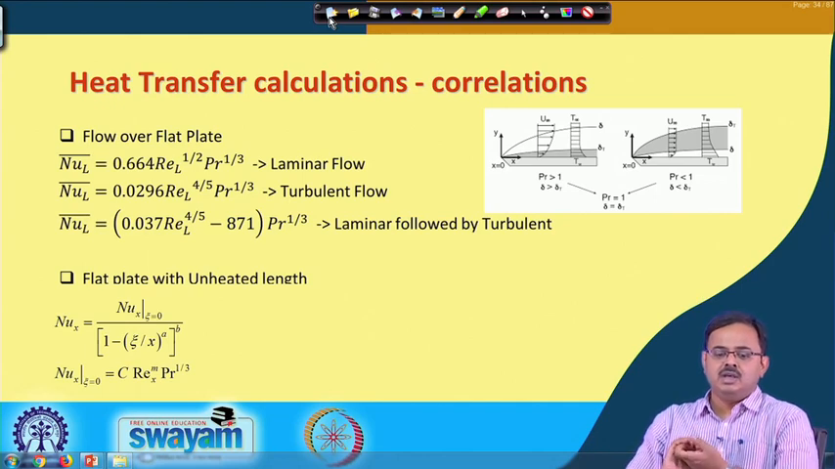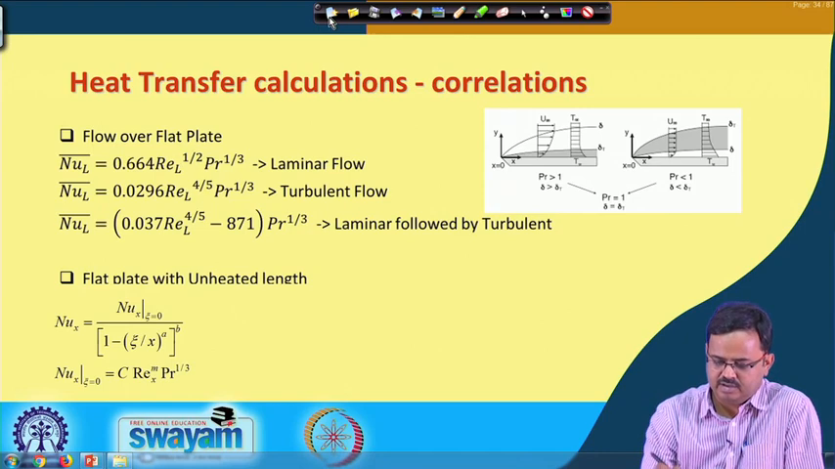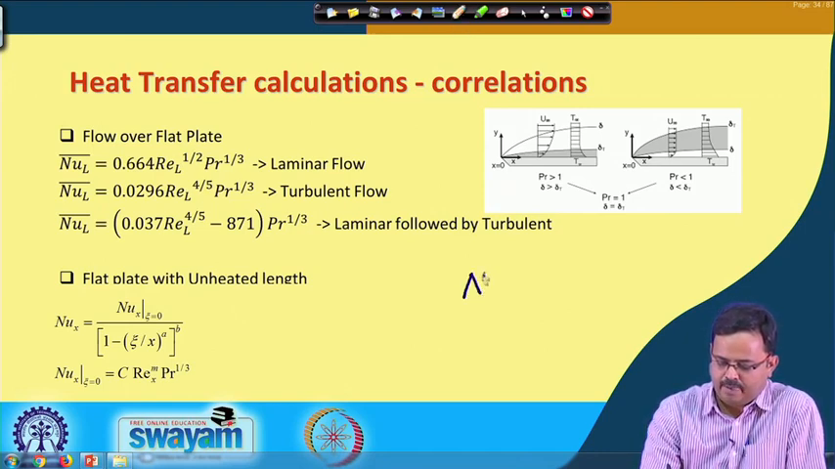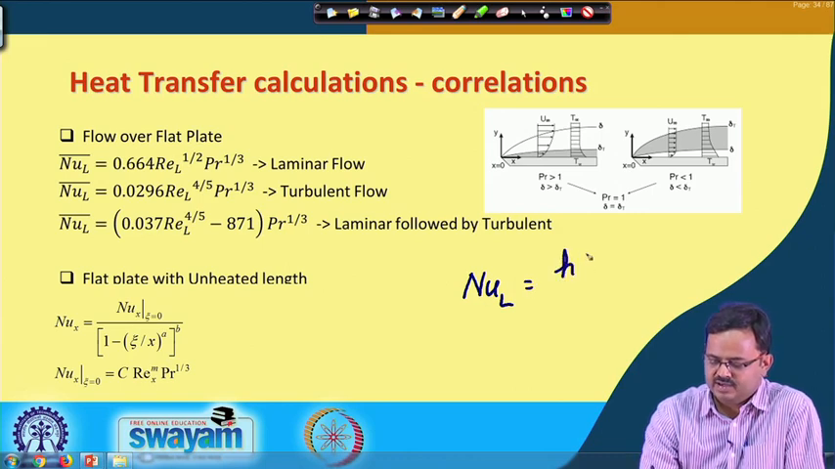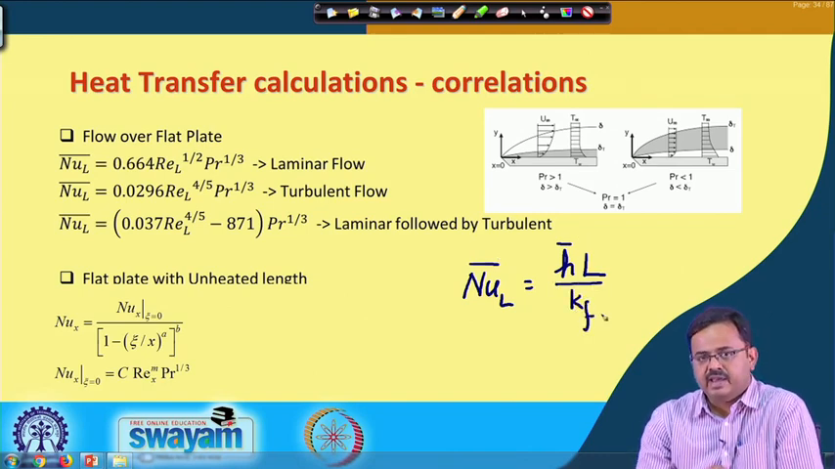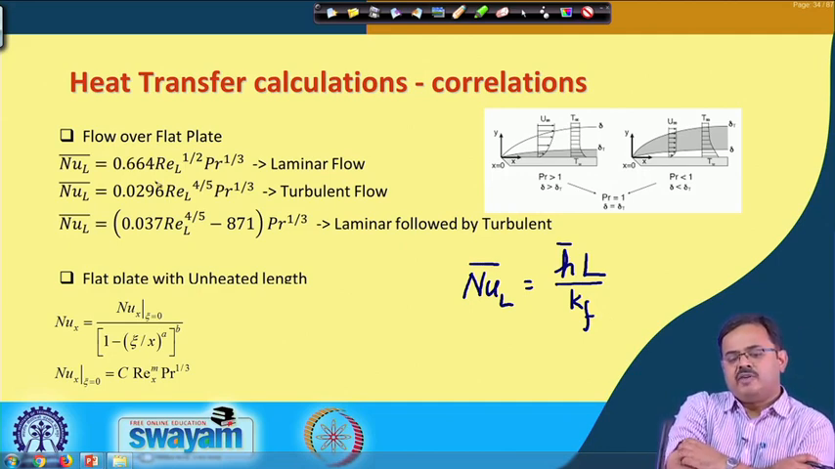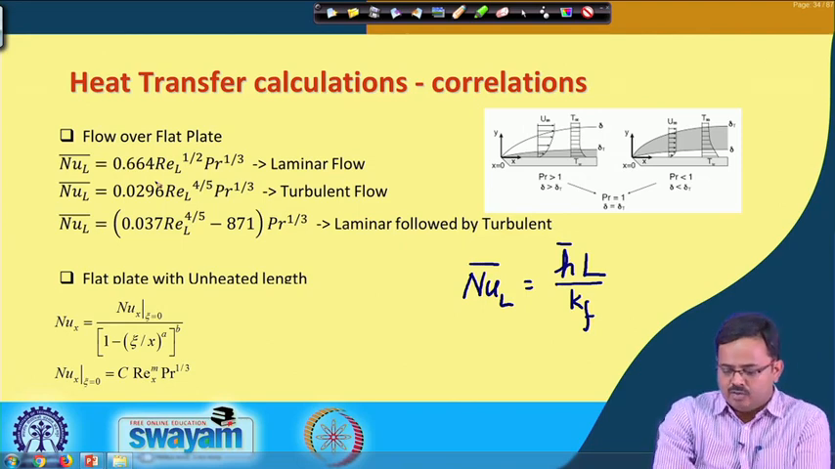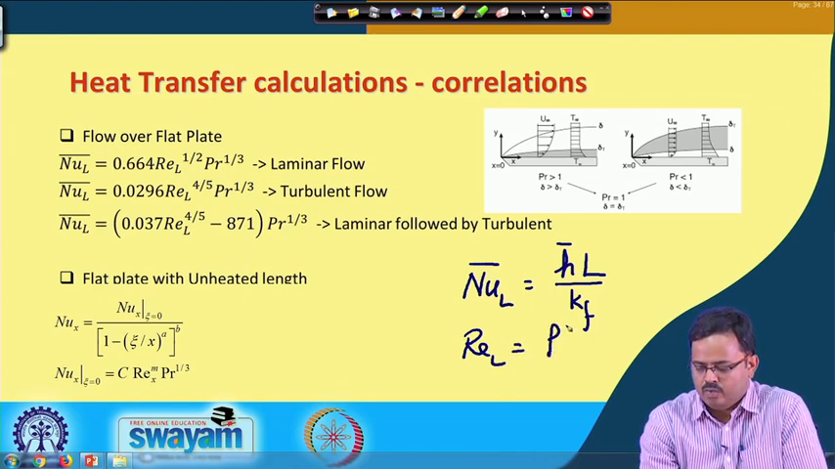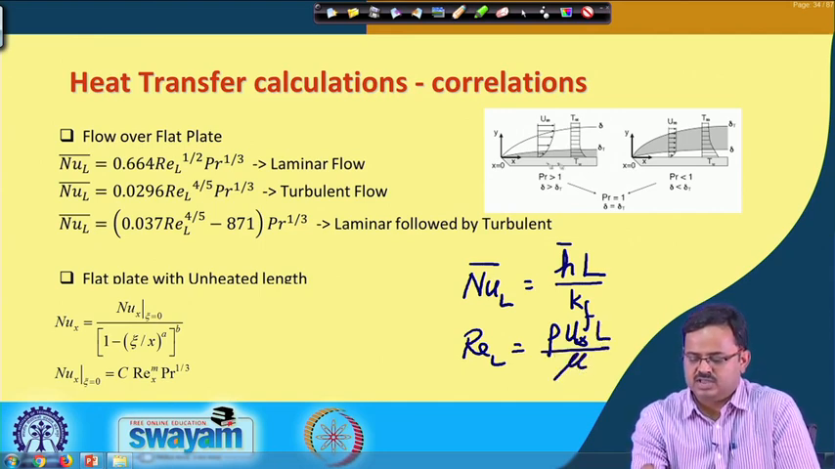All right. So, flow over a flat plate. For flow over a flat plate, what is going to be the average Nusselt number? The average Nusselt number, h-bar L over k_f, is given as 0.664 Reynolds to the power half, Prandtl to the power 1/3 if it is a laminar flow. And what is Reynolds then? Rho u infinity L over mu.